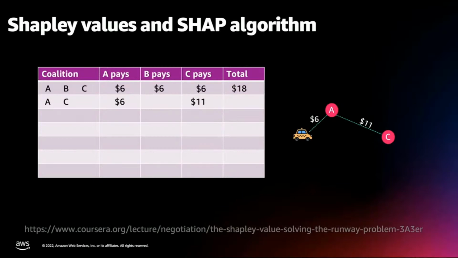Then Bob joins the coalition, and all of a sudden, the optimal route goes back to that original one. But because Alice and Carol have already committed $17 total, and the resulting joint coalition cost is going to be $18, Bob just needs to pay the difference, which is $1.